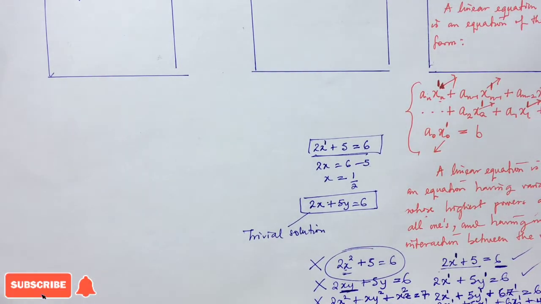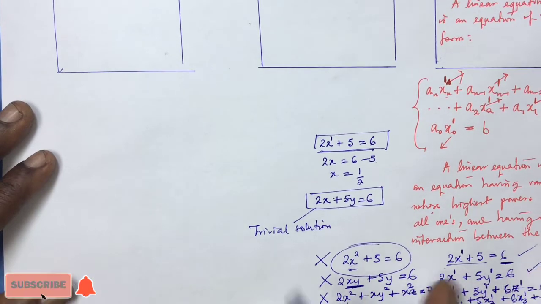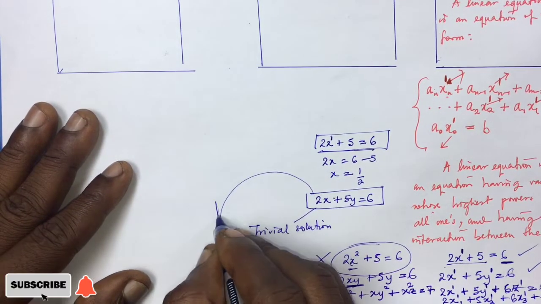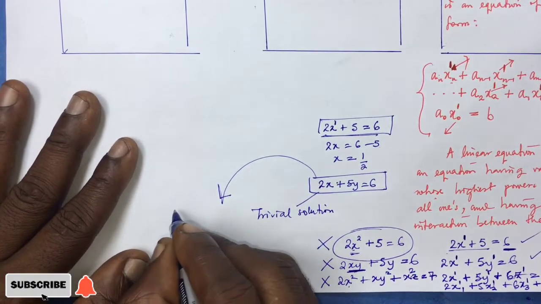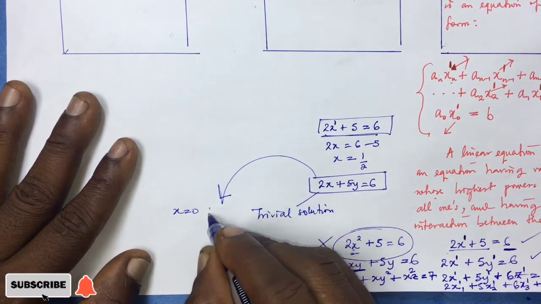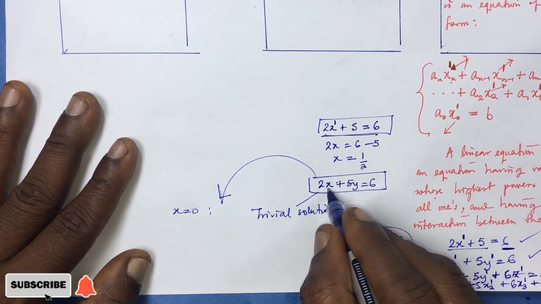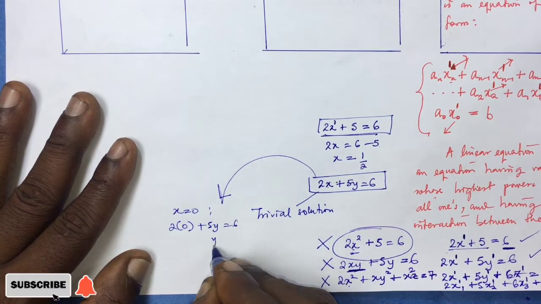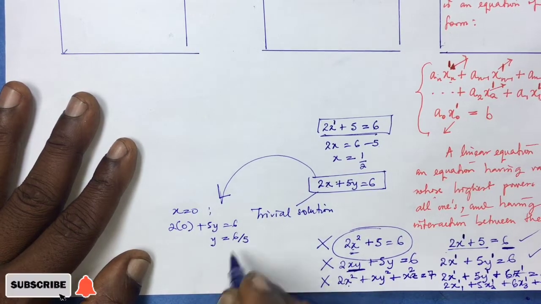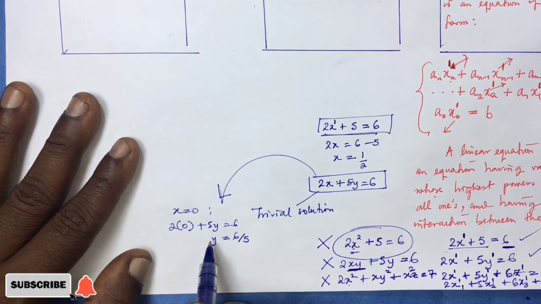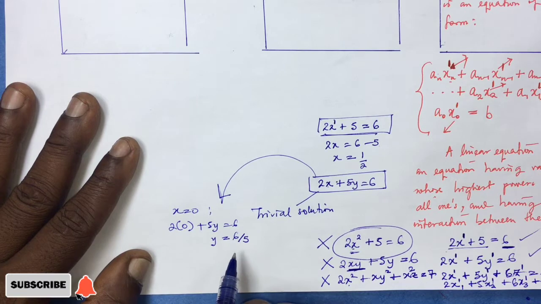So what is a trivial solution? A trivial solution comes with you assuming x, one of the variables, to be 0 while you obtain the other one. So if I wanted to get a trivial solution to this problem, what I would do is assume x is 0 in this case, and find y. So if x is 0 and you put 0 in place of x, this will become 2 times 0 plus 5y equals 6. And in this case, y will be equal to 6 over 5. Because 2 times 0 is 0, and that 0 adds to 5y to give 5y, and when you divide both sides by 5, it gives you 6 over 5.